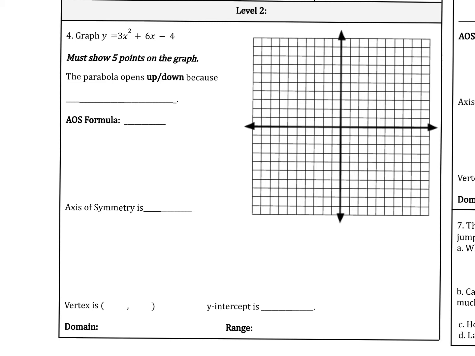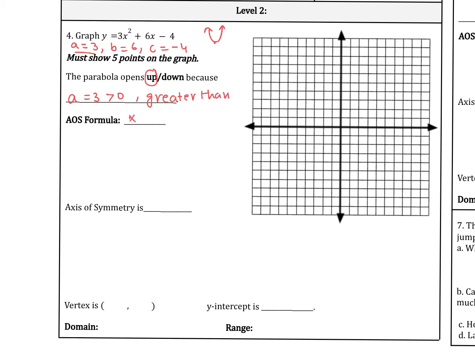For question number 4, you're going to show 5 points on the graph and see if the parabola opens up or opens down. If you find A, B, and C, you can tell if it opens up or opens down. Now A is greater than 0, which means the parabola opens up, because A is 3, which is greater than 0. It means that it opens up.